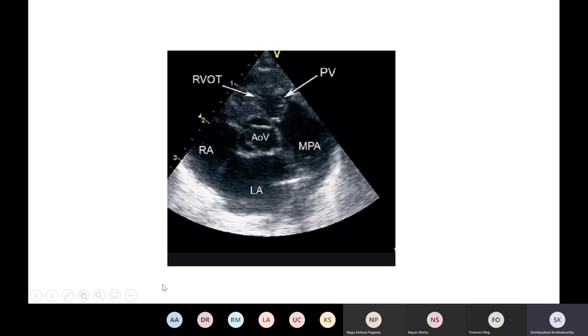The next is the parasternal short axis view, where you can see the aorta here. This is an echocardiogram on a normal child, the parasternal short axis view. That is the RVOT. You can see the pulmonary artery there and the aorta, and you can see the relation between the pulmonary valve and the aorta.